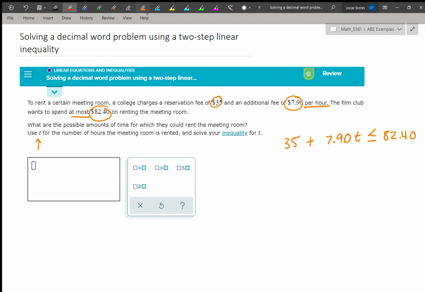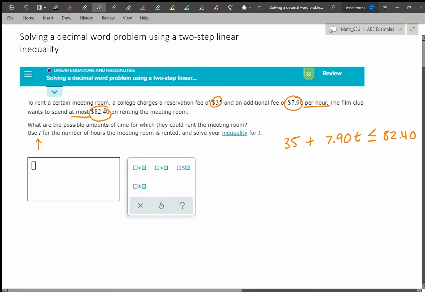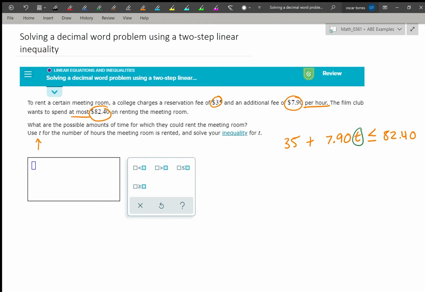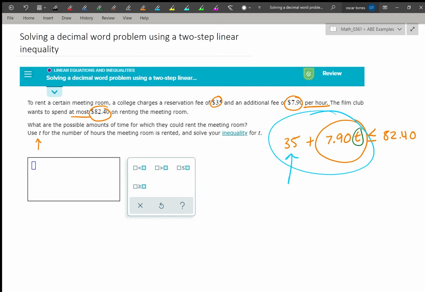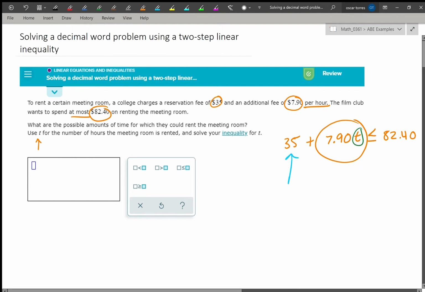So we basically treat this as an equation. We look at what's happening to t. Here's my t. If I zoom out a little bit more, we see 7.90 is being multiplied by t. And if we look a little bit outside of that, we see this 35 that's off on its own. So my first step in solving this inequality is to get rid of this 35. Right now it's a positive 35, so we're going to subtract it so that it goes to 0. We want to get rid of it by subtracting it by itself.